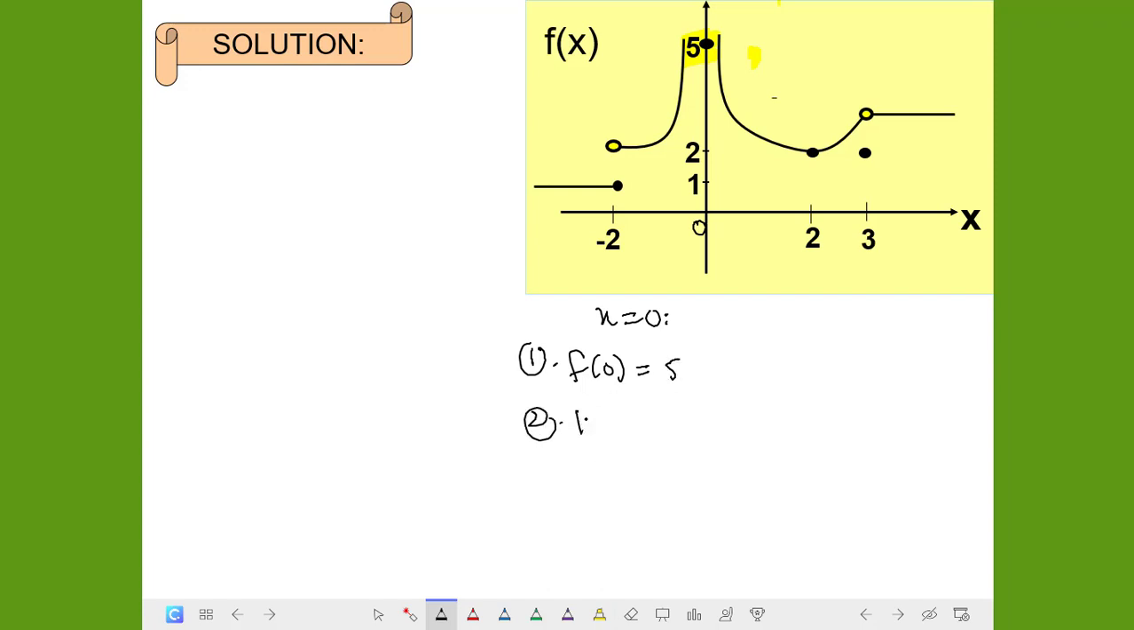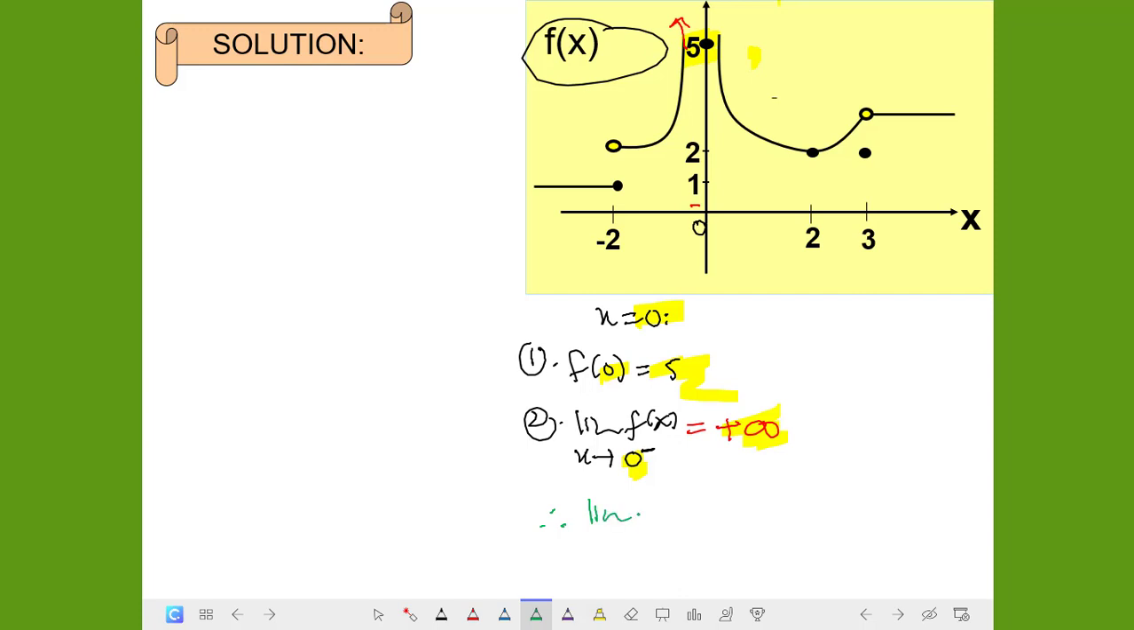The second step, limit of f(x) as x approaches 0 from the left is equal to positive infinity. So since these are not equal, I conclude, therefore, the limit of f(x) does not exist.